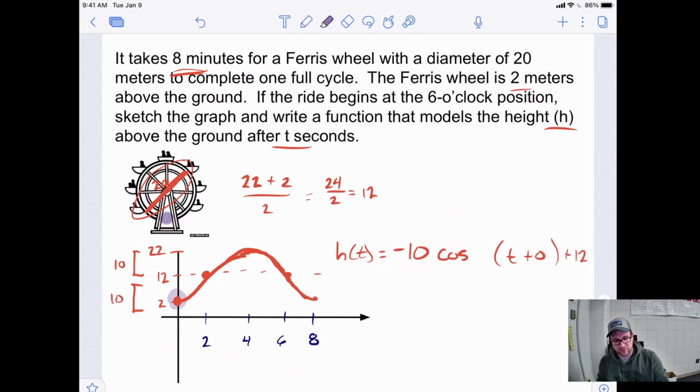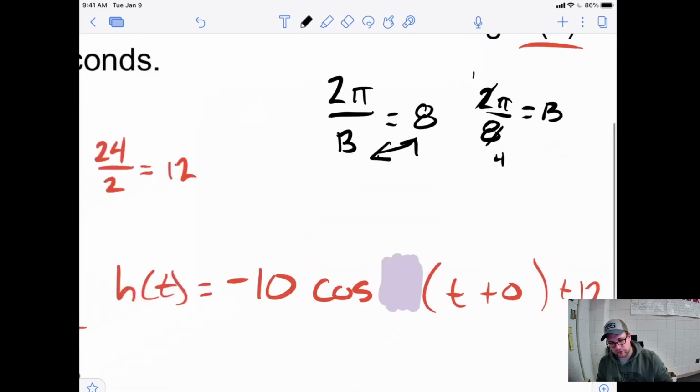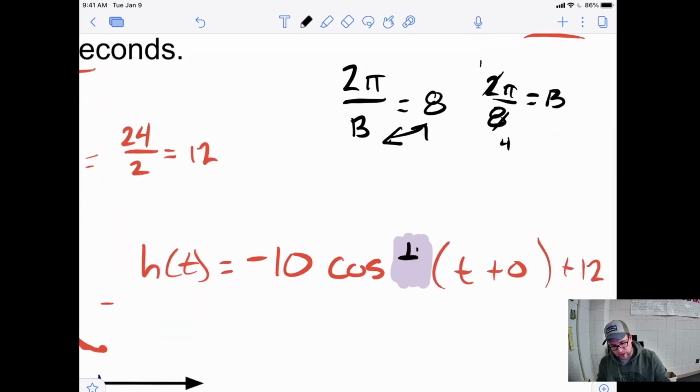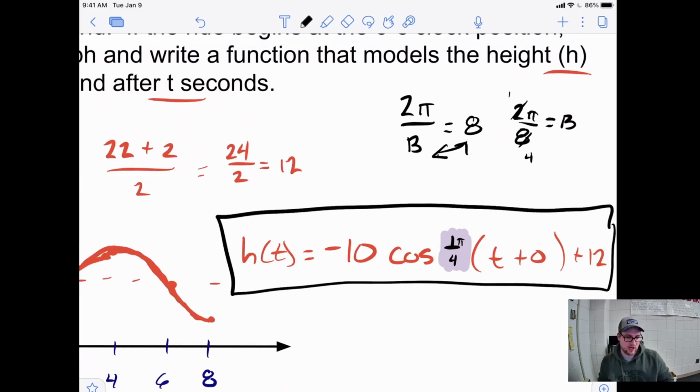The last part we have to figure out is our b value. To figure out your b value, you take 2 pi over b, which is equal to our period, which is 8. We're going to switch these two pieces, so we get 2 pi over 8, which is equal to our b value. Reduce this down, and b is 1 pi over 4. So we have 1 pi over 4 in that situation, and this would be our function that models our height with respect to time.